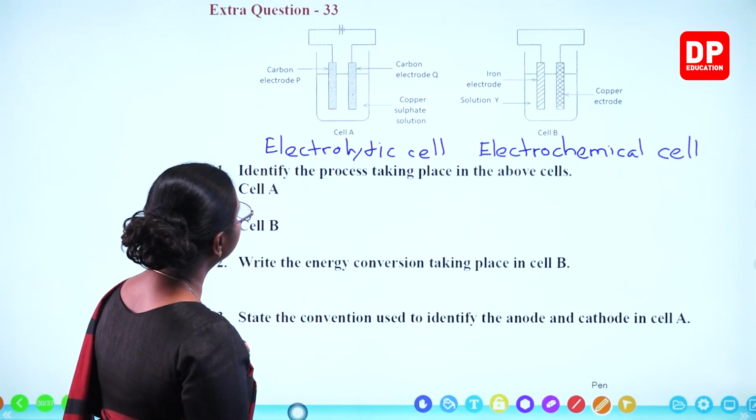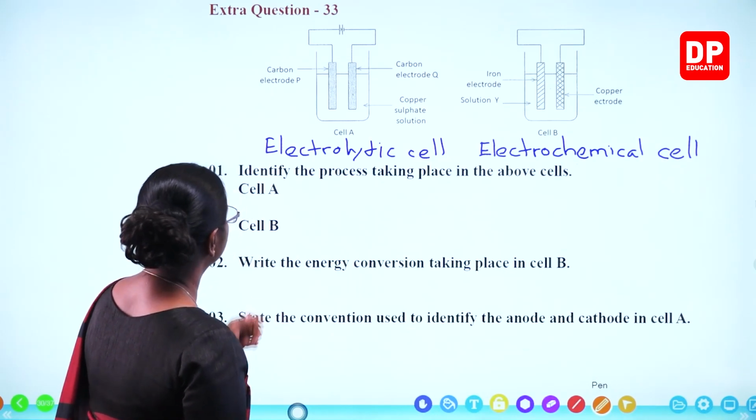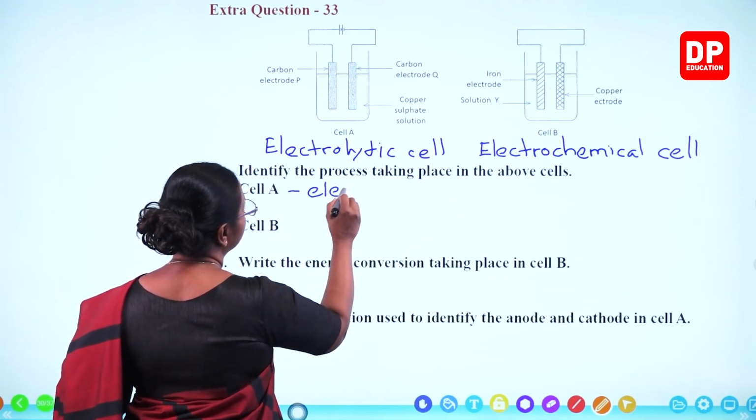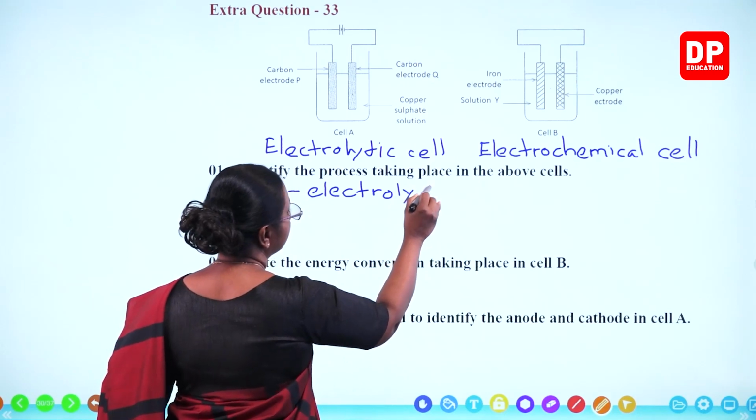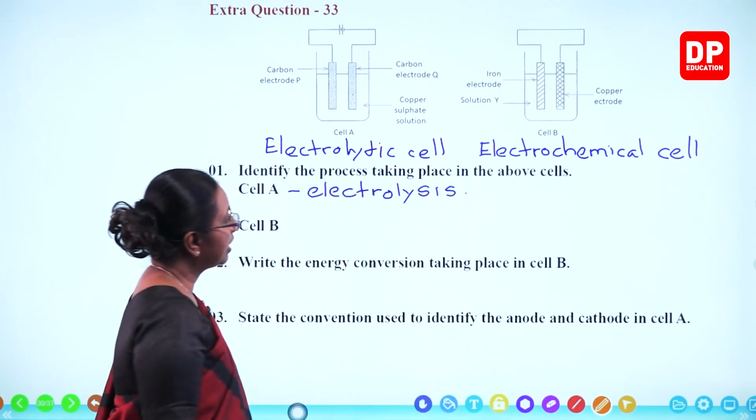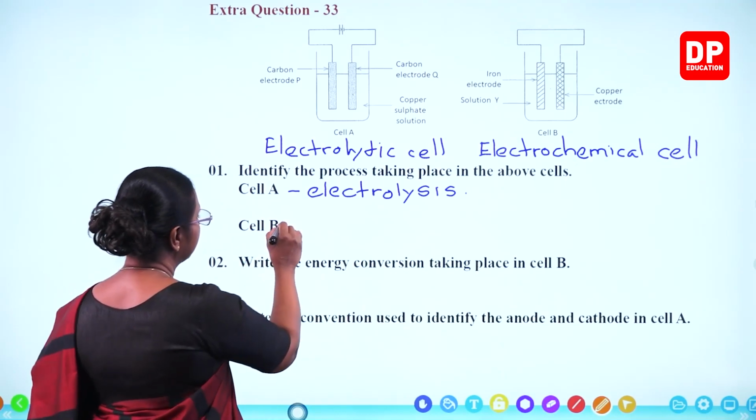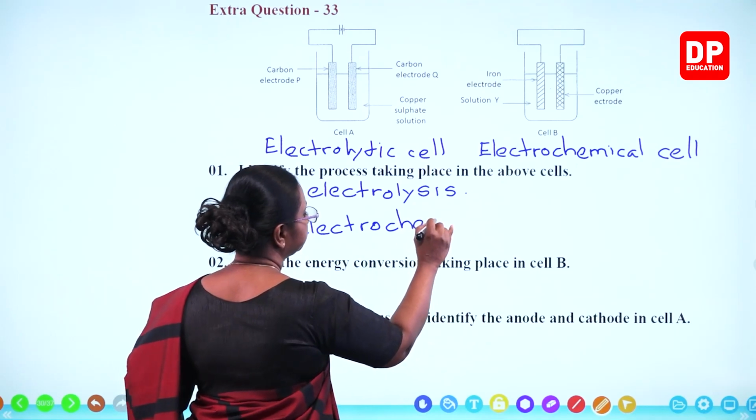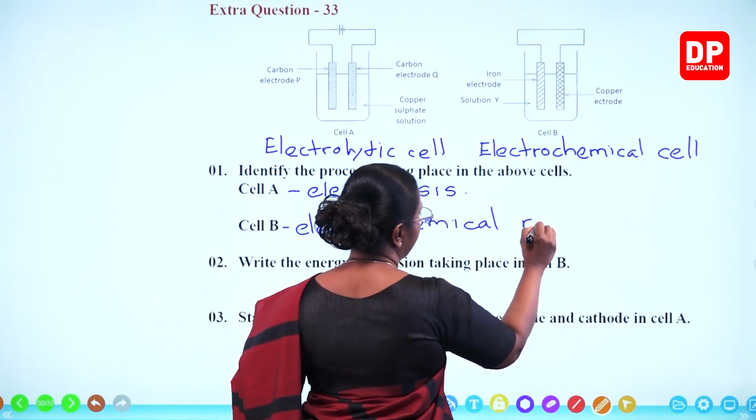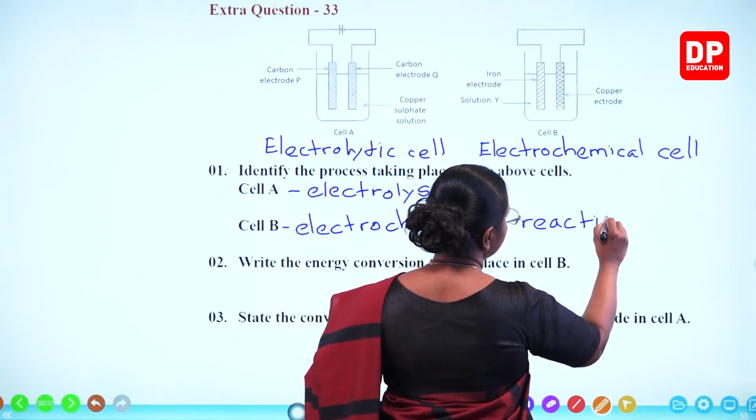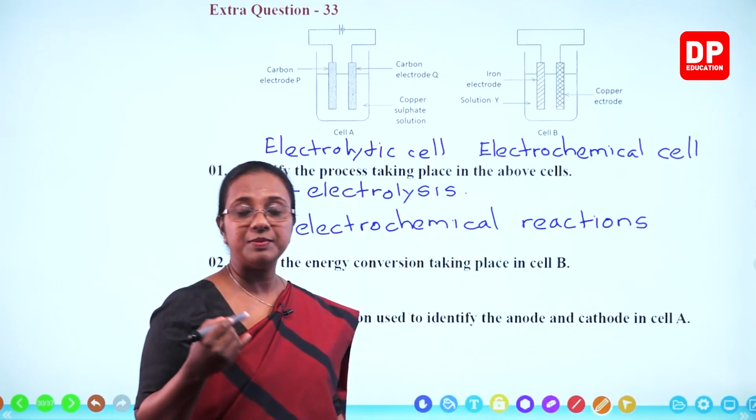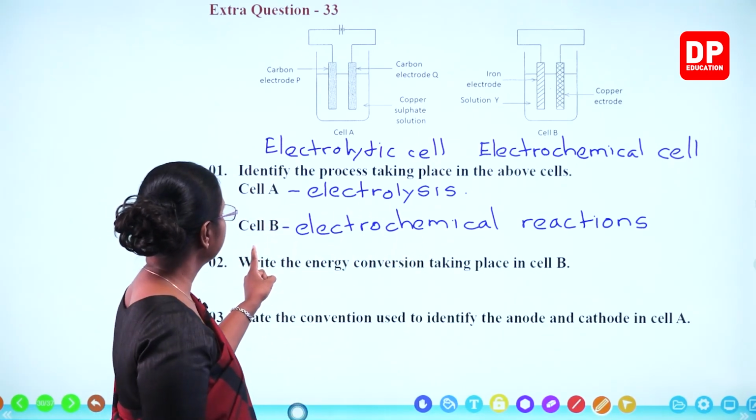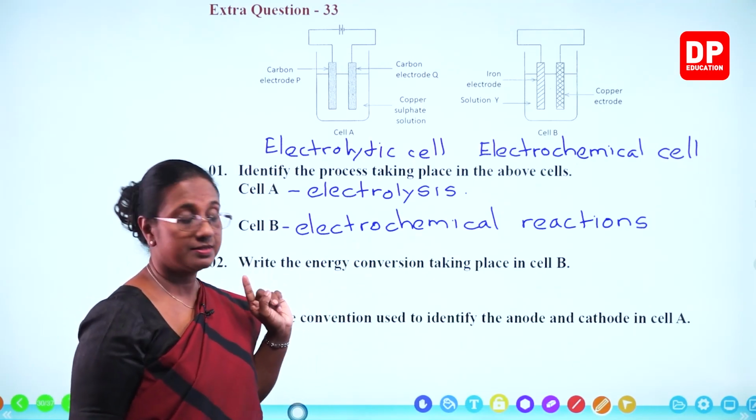First one, identify the process taking place in the above cells. So I have already identified them. Cell A, electrolysis, or electrolysis process. In cell B, electrochemical reactions. We can say reactions or electrochemical process. Mainly you have to say cell A is electrolysis and cell B is electrochemical cell.